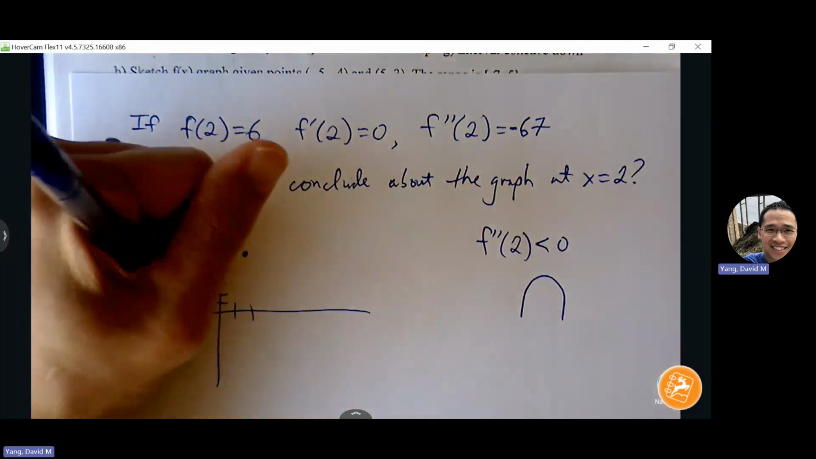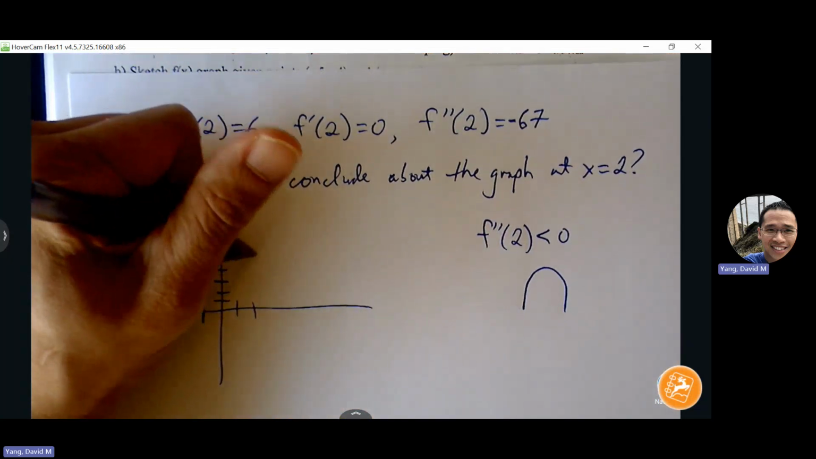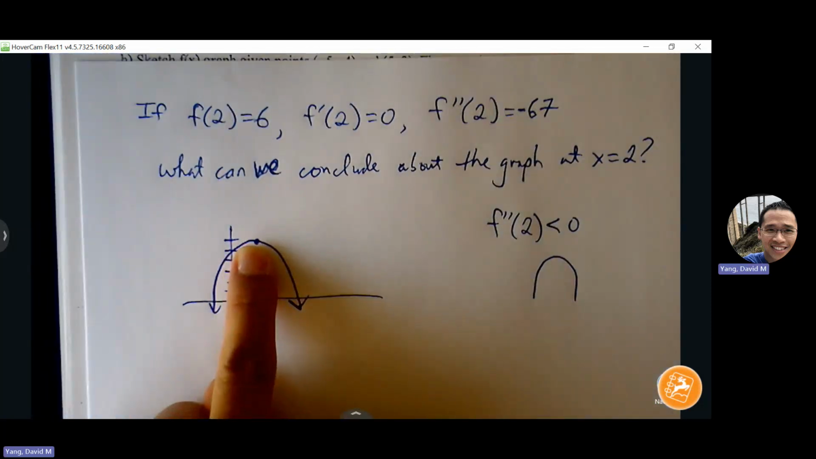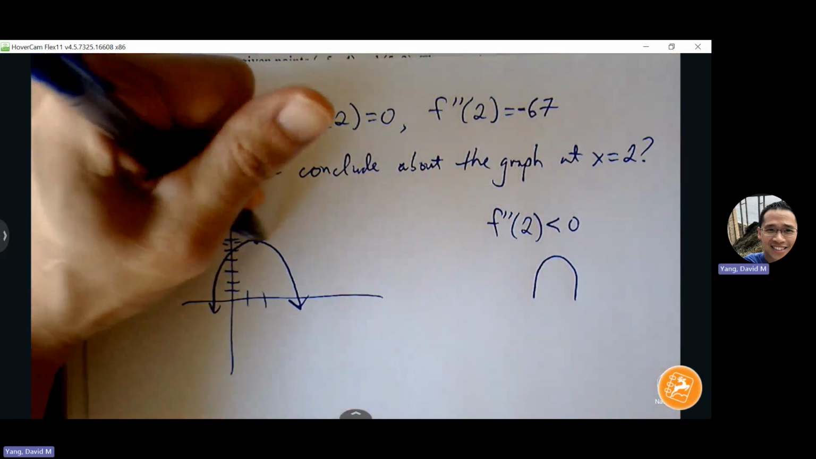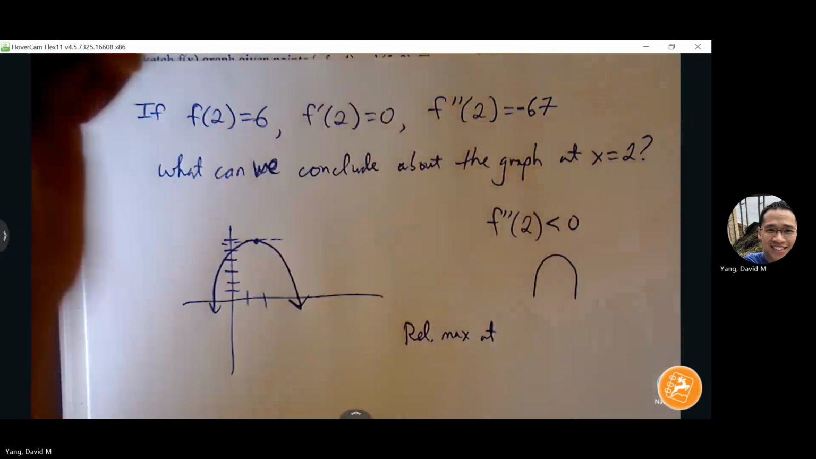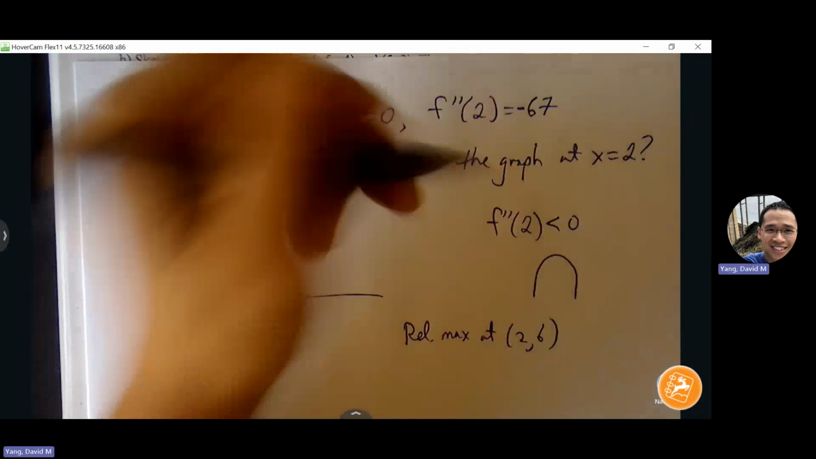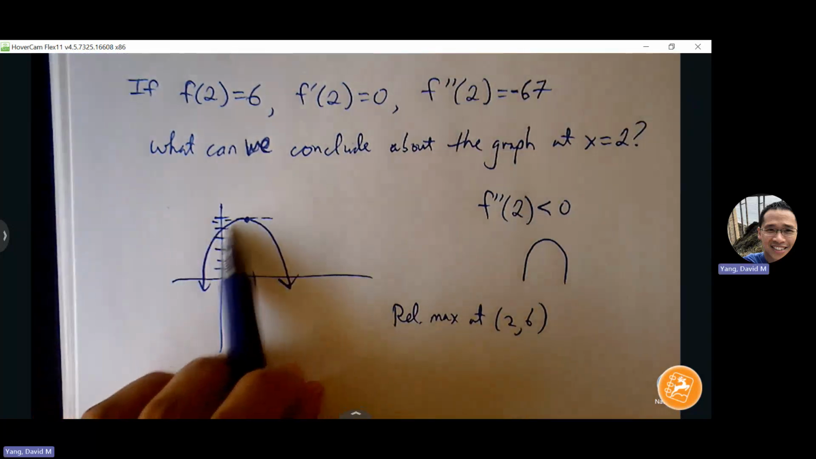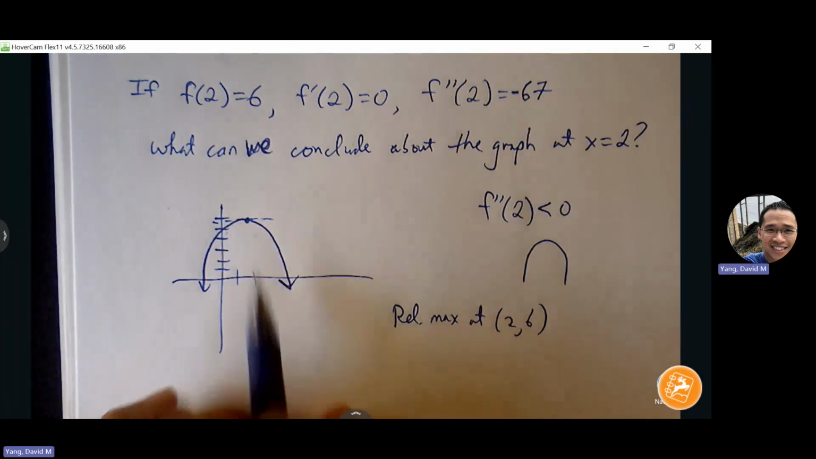If I force the concave down through that point, then the only conclusion I can make is that point must be a relative max. So that's the second derivative test. And you assume it's like slope, and then slope 0 tells you that it's a smooth curve, right?